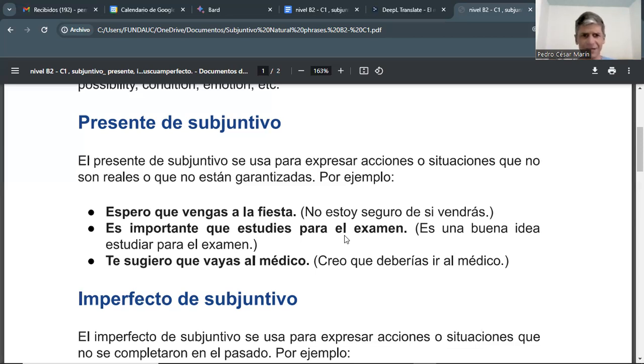Te sugiero que vayas al médico. Te sugiero que. Another trigger for subjunctive. Vayas. That's a conjugation, present subjunctive conjugation for the verb ir, to go. Te sugiero que vayas al médico. I'm suggesting you, advise you to go to the doctor.